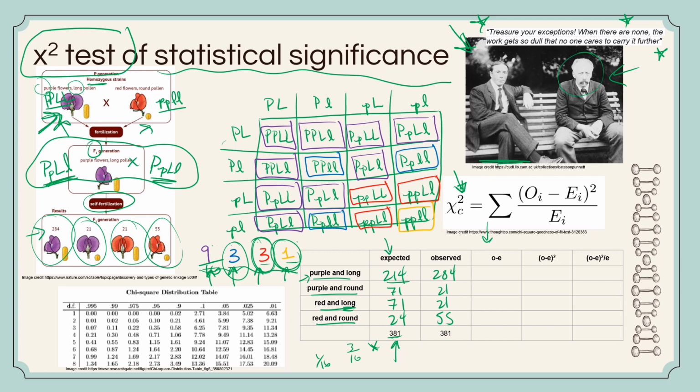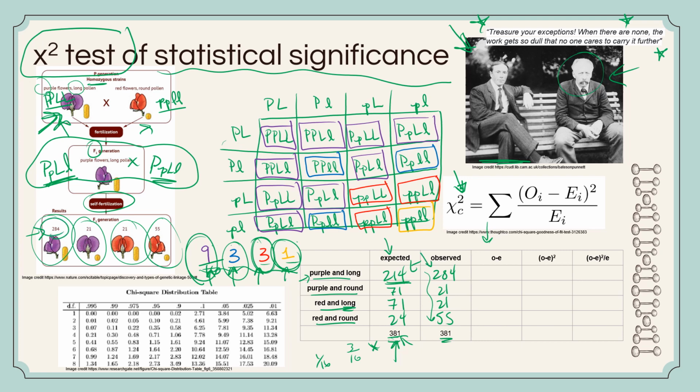And again, I added up all of the offspring. That's 381, which is why I'm using 381 here. And then I just took those fractions. 9 out of 16, 9 divided by 16 times 381. 9/16 of 381 is 214. So we expected 214, but we actually observed 284.